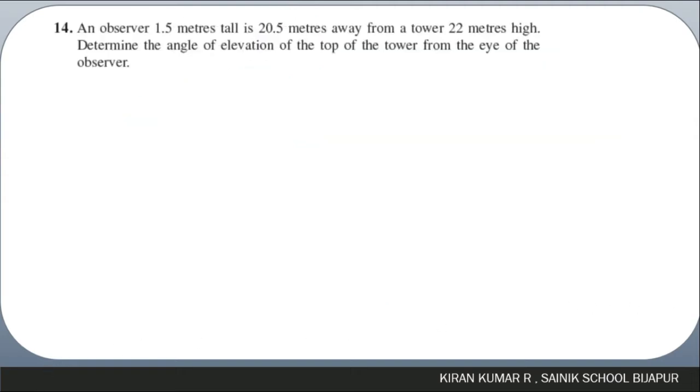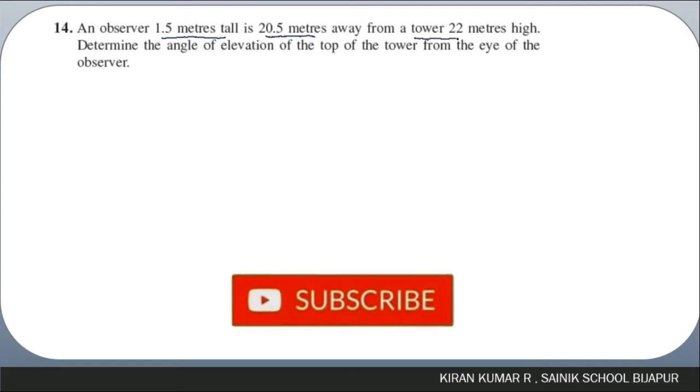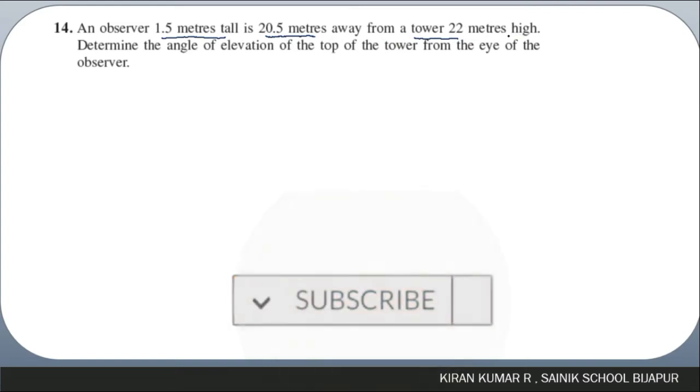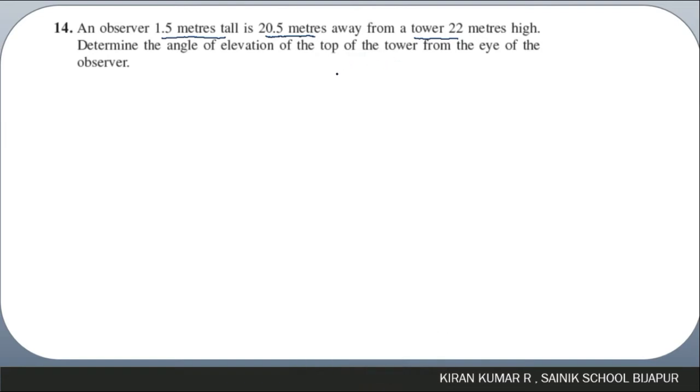Question number 14: an observer 1.5 meter tall is 20.5 meters away from a tower, which is 22 meter high. Determine the angle of elevation of the top of the tower from the eye of the observer. Here I would like to make a figure representing the situation. The observer is 1.5 meter tall. He is some distance, say 20.5 meter distance, away from the tower.